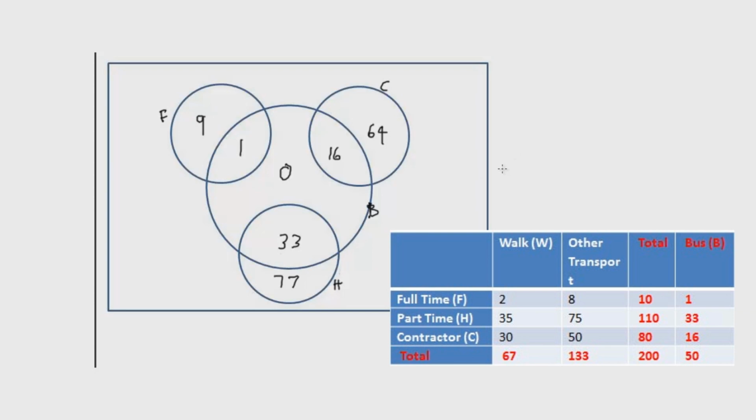Part E now. Find the probability that a randomly selected employee uses the bus to travel to work. Well, how many people travel by bus? 33, add 16, add 1. So that's 50 out of 200 people, which leaves you down to 1/4.